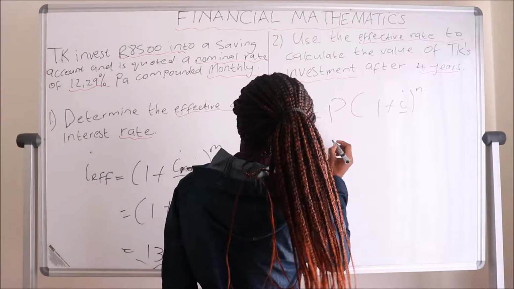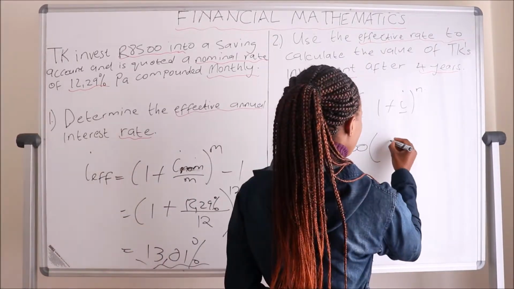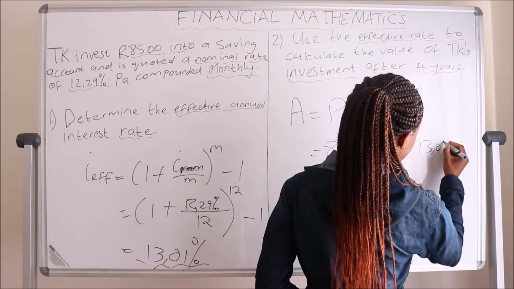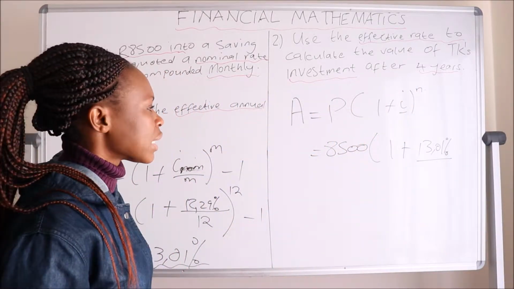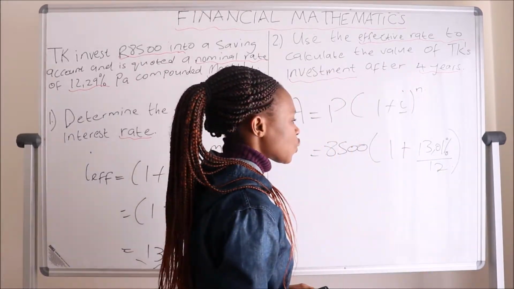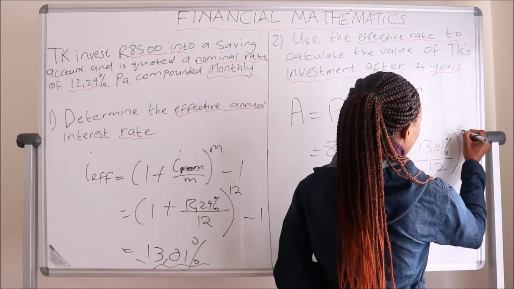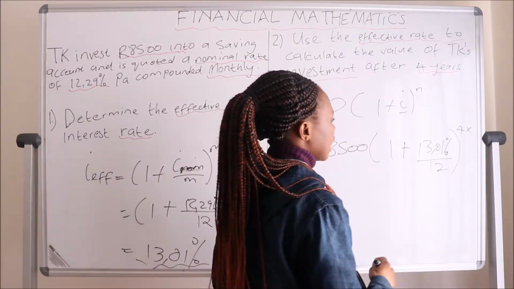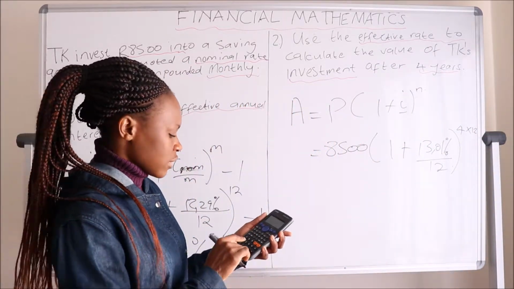Here our P is 8,500 because this is the initial investment that TK has made, into 1 plus our i, the effective interest rate, which is 13.01%. Because it has been compounded monthly, we must divide by 12. With the n, we have 4 years, but over those 4 years the investment will be compounded every month. That means that we must also multiply by 12 so that it gives us the right answer.